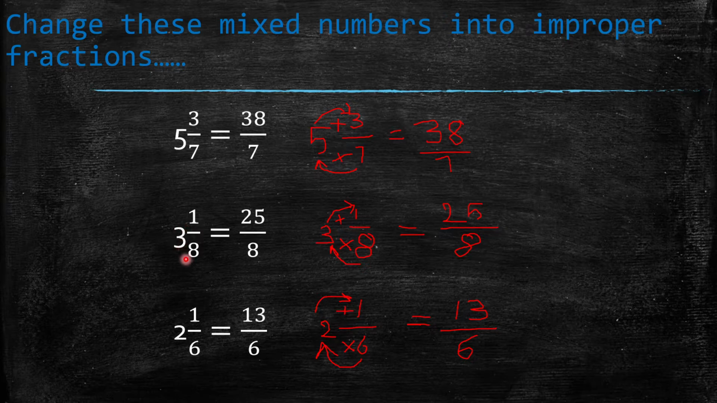Same with this one. 8 times 3 is 24, plus 1 is 25, equals 25/8. So we take how many parts there are in a whole times how many wholes there are. So 8 times 3 is 24, plus the remainder of the whole, 25. 25/8. Same with this one. 6 times 2 is 12. 12 plus 1 is 13. So 13 over 6. So this is the explanation for changing these mixed numbers into improper fractions.